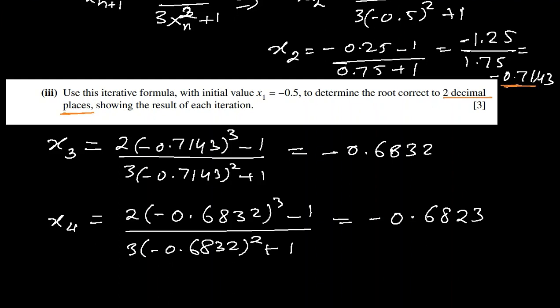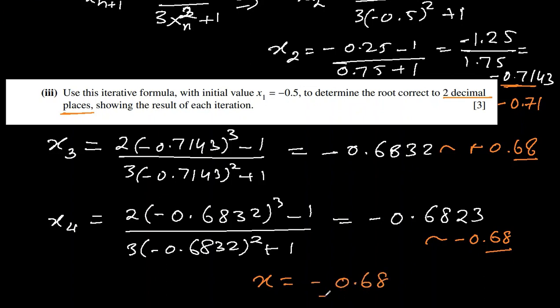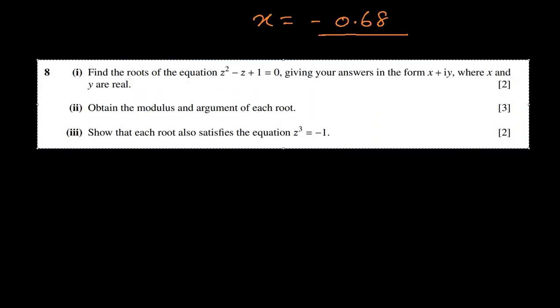If I round off this to 2 decimal places, I get minus 0.71. If I round this off, I get negative 0.68, and this also gives us negative 0.68. When two consecutive iterative numbers are equal, then stop. So your final answer is x equal to minus 0.68, correct to 2 decimal places. Let's see the next one.